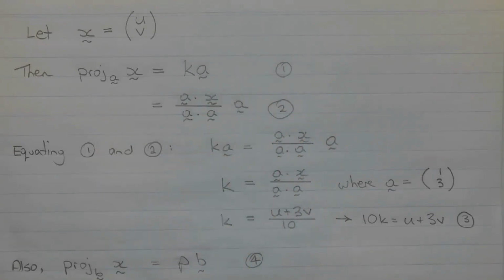Now equating equations 1 and 2, we have k times vector A is equal to the dot product of vector A and vector x over the dot product of vector A to itself times vector A. Dividing both sides of the equation by vector A to isolate k, we get k is equal to the dot product of vector A and vector x over the dot product of vector A to itself, where vector A is defined with components 1 and 3. Performing the dot products, we get k is equal to (u plus 3v) over 10. Multiplying both sides of the equation by 10 to make 10k the subject, we get 10k is equal to u plus 3v. We'll call this equation number 3.